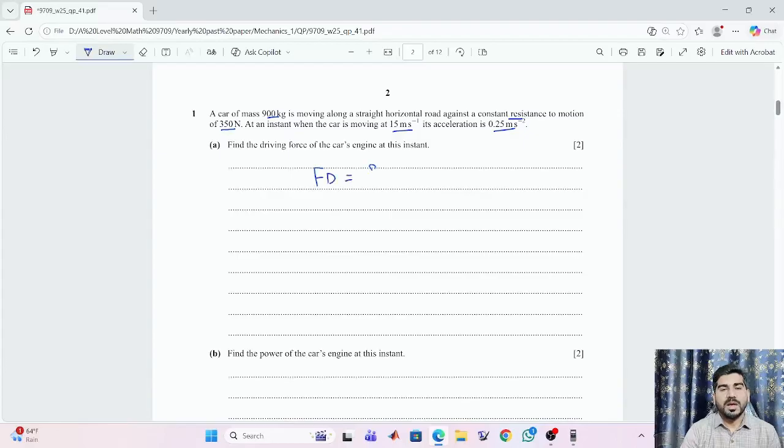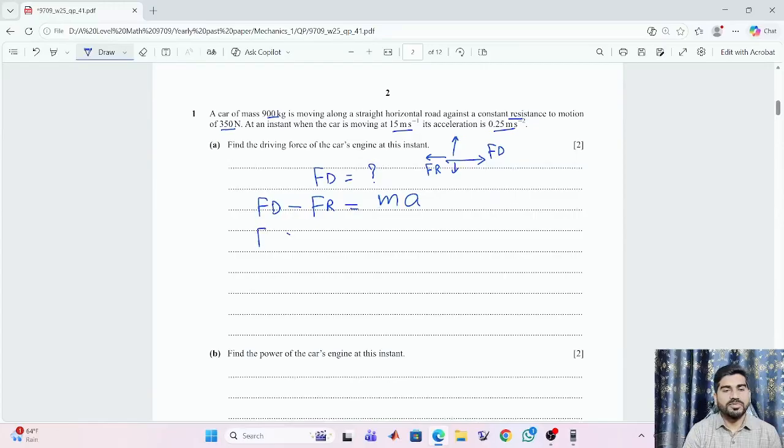We know there are two forces acting on the car when it is moving at this instant. The first one is the driving force, which is pulling the car forward. There will be another force, the resistive force FR, which acts opposite to the motion. There will also be the weight of the car acting downward and the normal reaction upward. Using Newton's second law of motion, the driving force minus the resistive force is equal to ma, the mass of the car times the acceleration of the car.